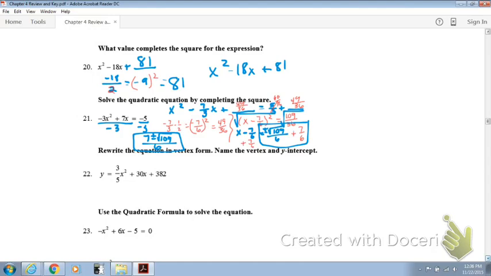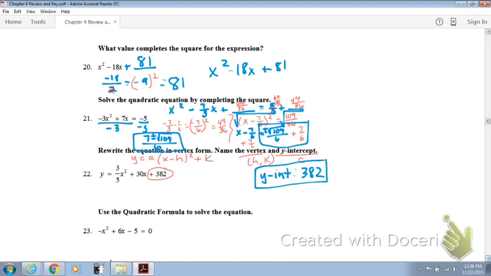Okay, on 22 you want to rewrite that in vertex form. Vertex form again is y equals a times x minus h squared plus k. Now I can complete the square and do it that way, but I can also just find the vertex and plug the values in, which is much easier. I want the vertex, which is your h, k, and I want the y-intercept. Well, that's whatever c is. This is c in standard form, because it's y equals ax squared plus bx plus c. So the y-intercept is 382. That's part of our answer, and then we just need the vertex.